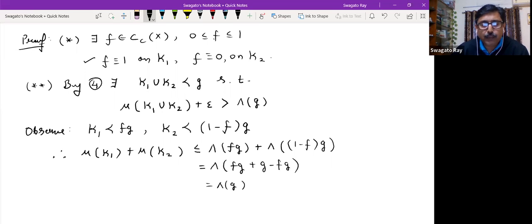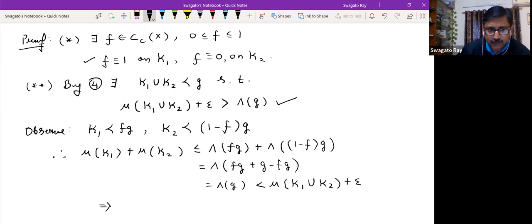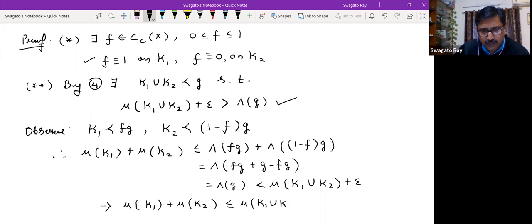Okay. But what do I know about lambda g? I know this inequality. So this is strictly less than measure of K1 union K2 plus epsilon. But your epsilon is arbitrary. So that means measure of K1 plus measure of K2 is less than or equal to measure of K1 union K2. But I said I will prove that measure of K1 union K2 is equal to measure of K1 plus measure of K2. Have I proved it?